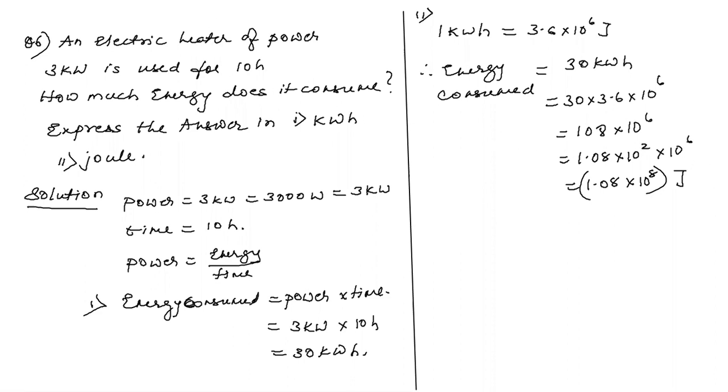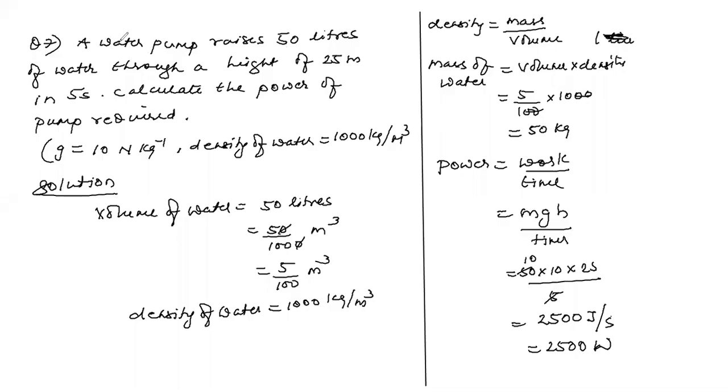Now, we go to the next question. A water pump raises 50 liters of water through a height of 25 meters in 5 seconds. Calculate the power of the pump required. G is 10 Newton per kilogram, and the density of water is given. So remember, children, I want to calculate the power. Power is work upon time. In lifting examples, work will be mgh, so power is mgh upon time. So m is the mass of water. The mass of water is not given, children.